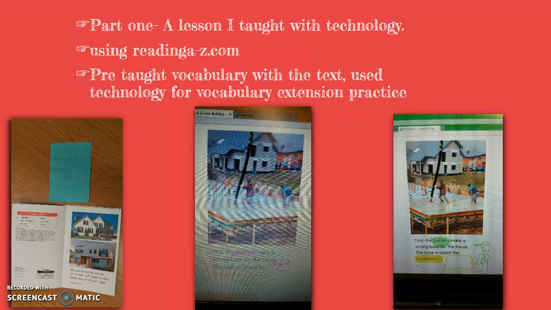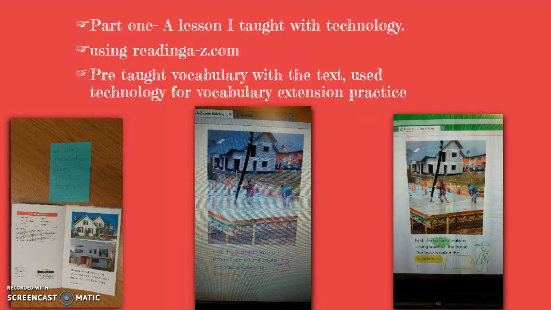This technology lesson started at the guided reading table. I downloaded printable copies of the book from readingatozee.com to use with this guided reading group. As you can see in the picture on the left, these books were titled Building a House. The text and the images guide the reader through the process of building a new home.